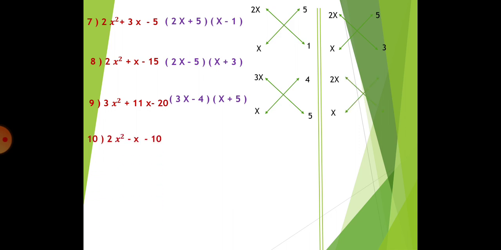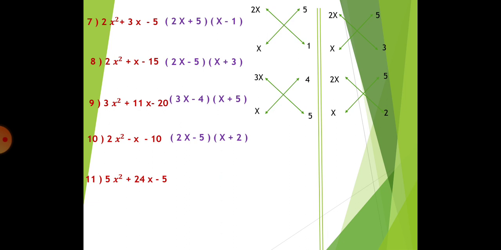2x and x. 5 times 2, 10x, times x, 4x. x times 5, 5x. The difference between them is 1. So we can write (2x minus 5)(x plus 2).